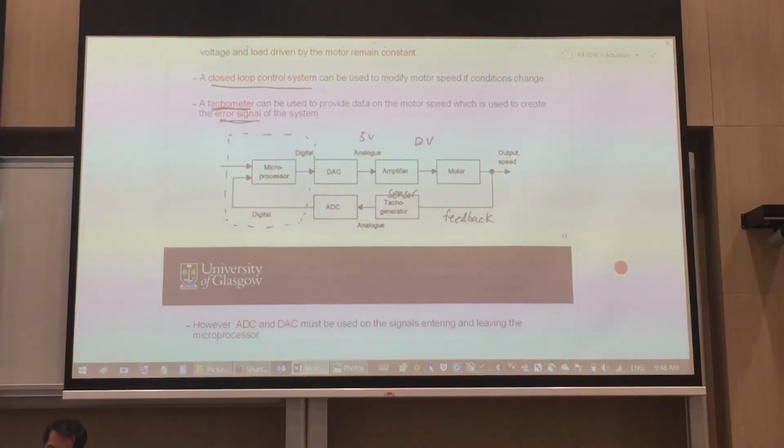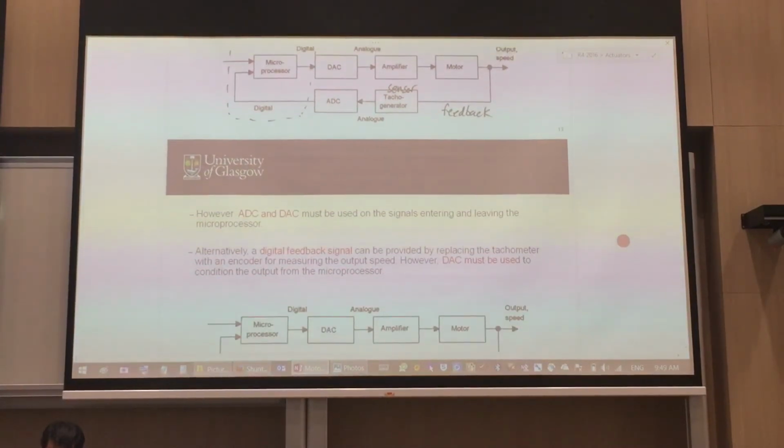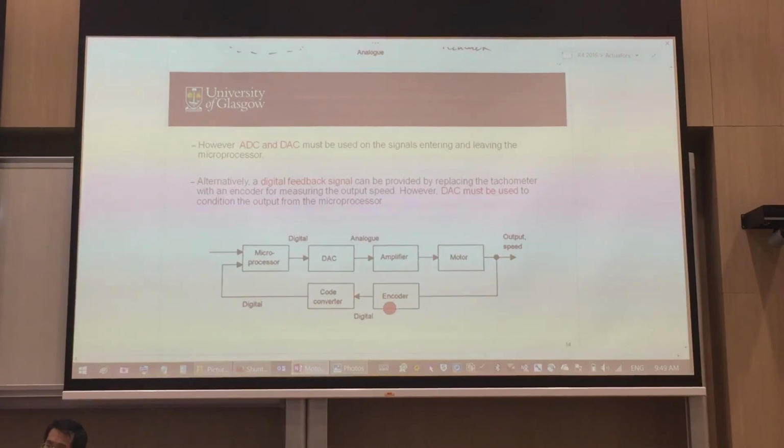Is there another way to do this instead of having an analog to digital converter? Actually, there is. You could use an encoder, because an encoder is a digital device. But an encoder requires a code converter, because, as you have learned before, from an encoder you get a series of 1 and 0 signals. So these 1s and 0s have to be converted to tell us the position or the speed that the motor has traveled. So you can use that encoder for this purpose.